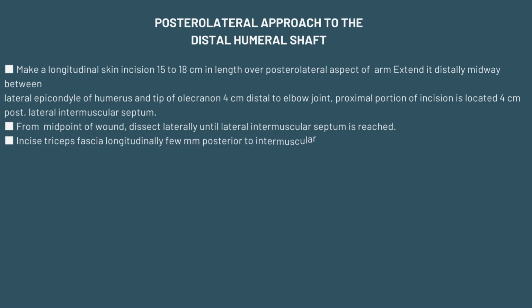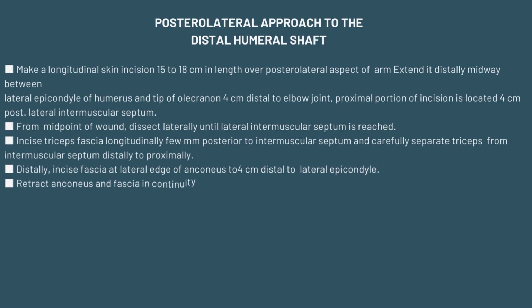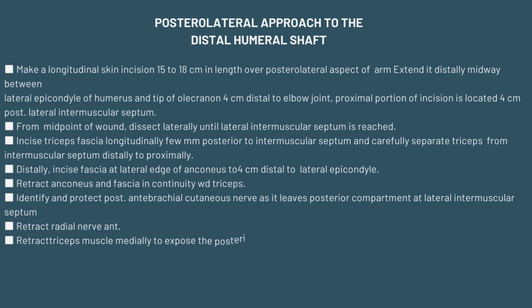Incise the triceps fascia longitudinally a few millimeters posterior to the intermuscular septum and carefully separate the triceps from the intermuscular septum, distally to proximally. Distally, incise the fascia at the lateral edge of the anconeus, 4 centimeters distal to the lateral epicondyle. Retract the anconeus and the fascia longitudinally to the triceps. Identify and protect the posterior antebrachial cutaneous nerve as it leaves the posterior compartment at the lateral edge of the intermuscular septum.